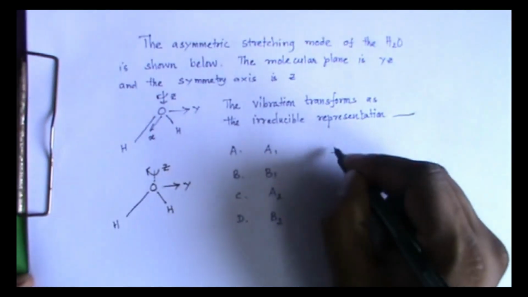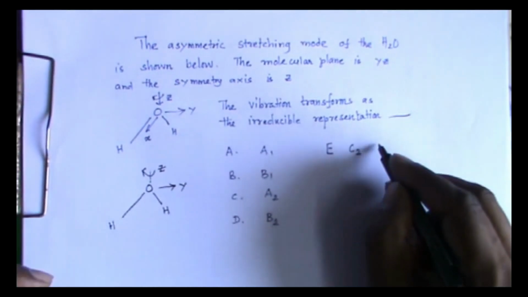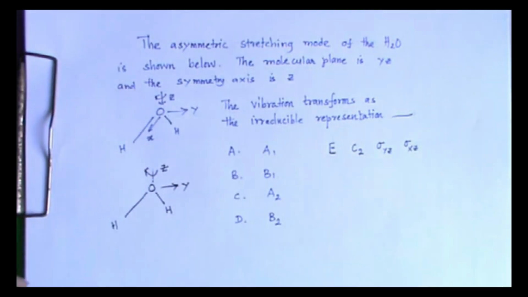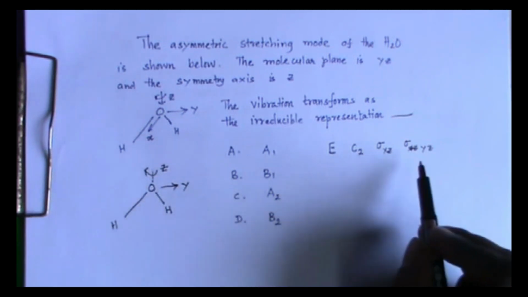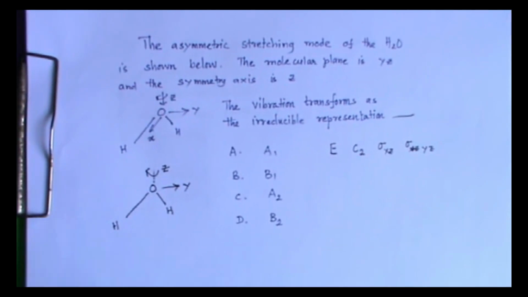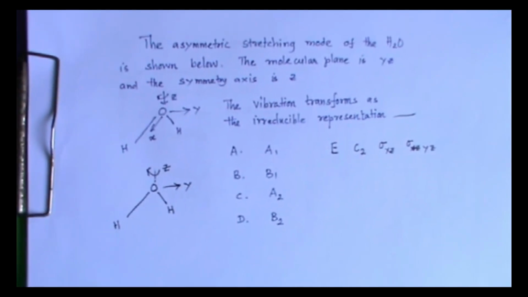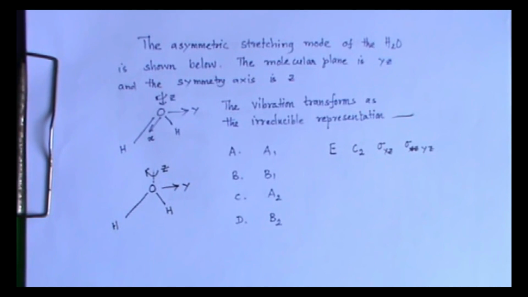There are 4 symmetry operations in the C2V point group. In fact, the character table for the C2V point group is given in this problem, but for simplicity I have not mentioned that. These are the 4 symmetry operations. Now I am going to carry out these symmetry operations on this asymmetric stretching mode. If I get the same structure, I am going to give 1. If I get a different structure, I am going to give -1.